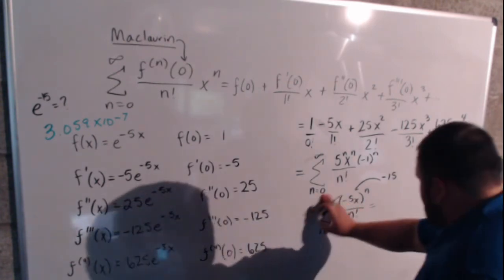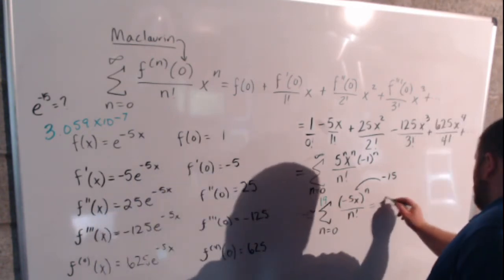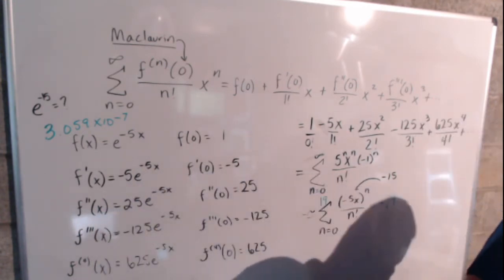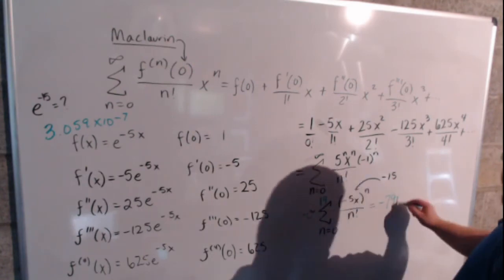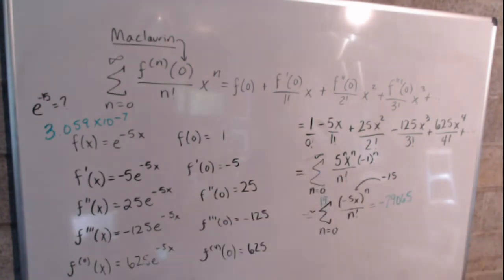So let's go ahead and run this to 19. And you get negative 79,065. Well, that's not even close, right? So the question is why?